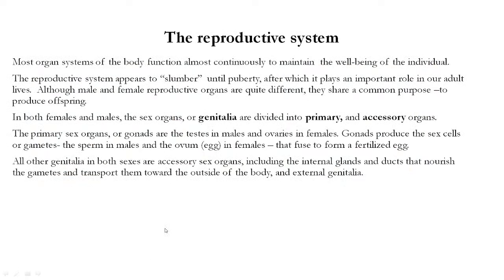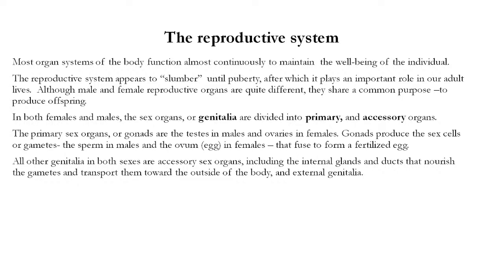The reproductive system. Most organ systems of the body function almost continuously to maintain the well-being of the individual. The reproductive system appears to slumber until puberty, after which it plays an important role in our adult lives. Also, male and female reproductive organs are quite different. They share a common purpose: to produce offspring.